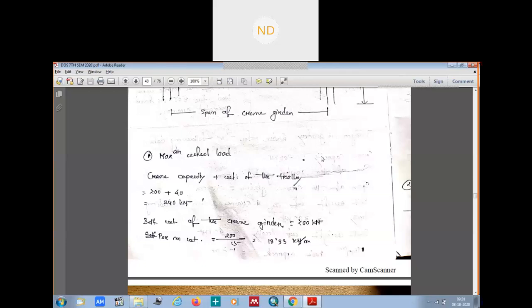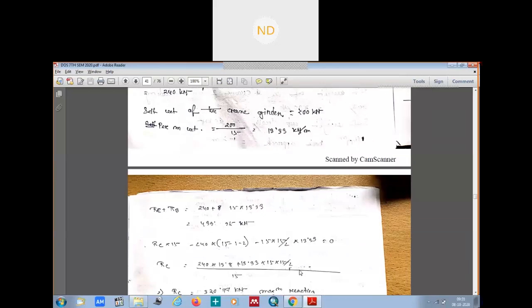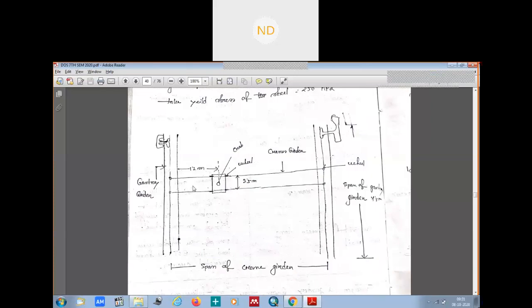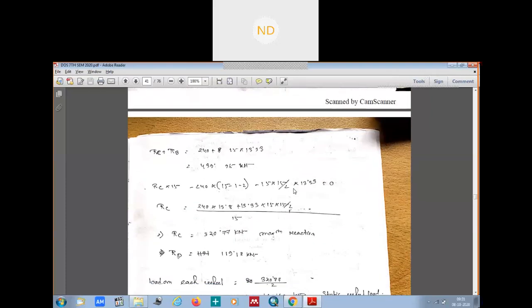So we can find out our per meter weight, that is the UDL of the crane girder. The self weight of the crane girder is 200, and the span of the crane girder is 15 meter. So we find the per meter weight by dividing by this span. We got the UDL to be 13.33 kilonewton per meter for the crane girder. Now, once we know the UDL, we can calculate the reactions RA and RB.